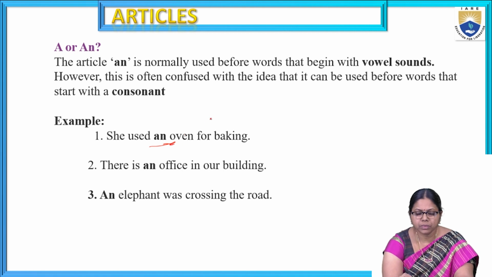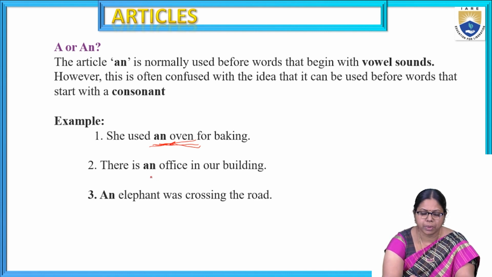That is O. So this word oven starts with the letter O, and when you pronounce the word oven, the sound which we get is a vowel sound. So an is a word which we use before a noun which starts with a vowel sound.